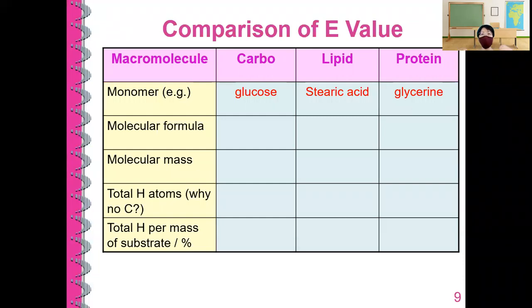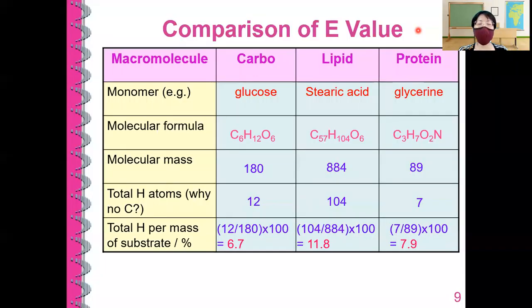Okay, now there's a table for you to fill in the blanks. This table is for you to understand what governs the energy value of our respiratory substrates. For carbohydrate, lipid, and protein, I'm taking an example so you can do the calculation. I'm using the monomers: glucose, stearic acid, and glycine to calculate the energy value to represent carbohydrate, lipid, and protein. I also give you the formula of these three molecules. What you need to do is calculate the rest of the three rows. I give you 1 minute to calculate now. Please calculate now.